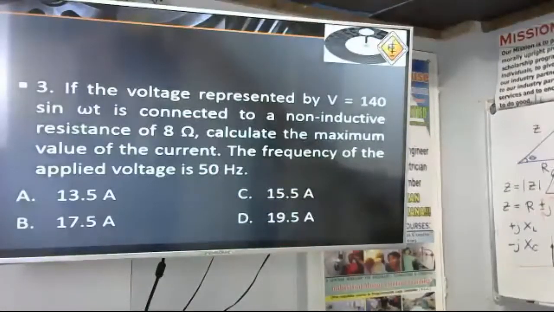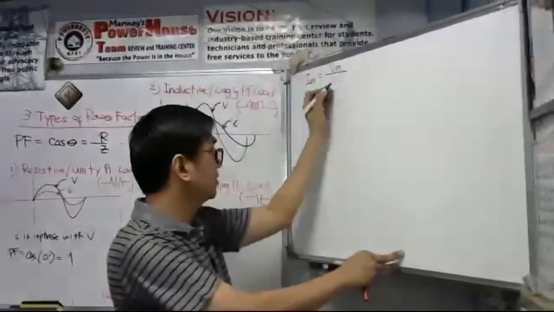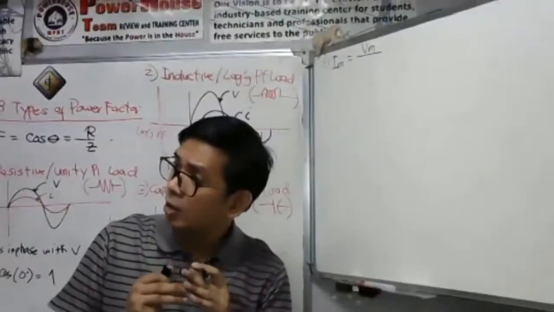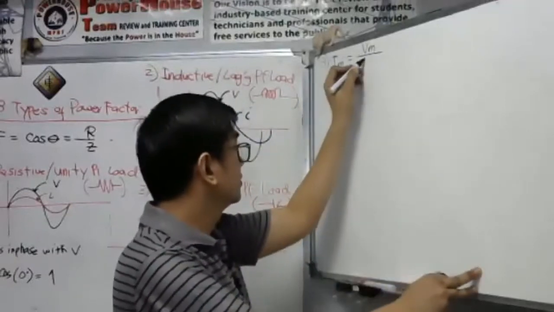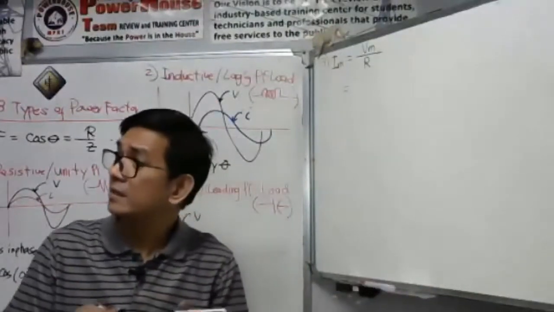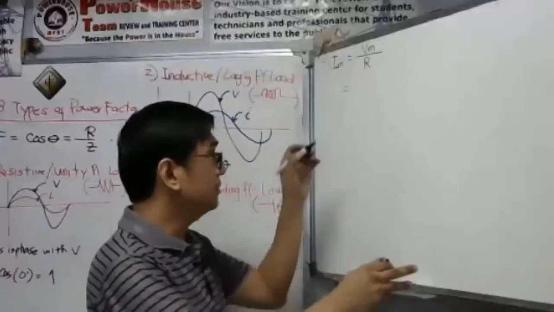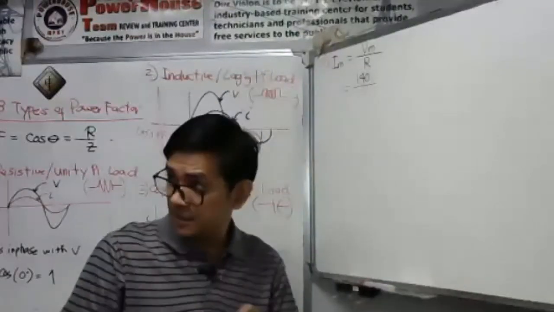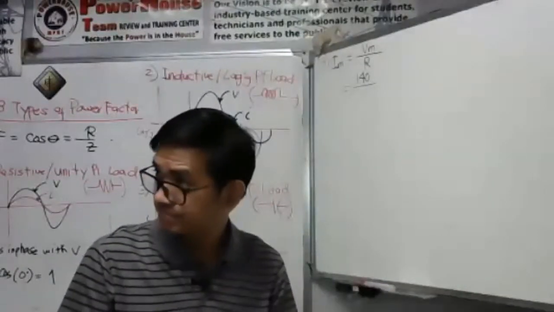I think this is an easy question. So the question is calculate the maximum value of current. Let's say this is our I sub M. By Ohm's law, this is our B sub M over, for this case, the only opposition is the resistance. So just put here R. This is a non-inductive resistance. So we just substitute our B sub M, that is 140, divided by 8.